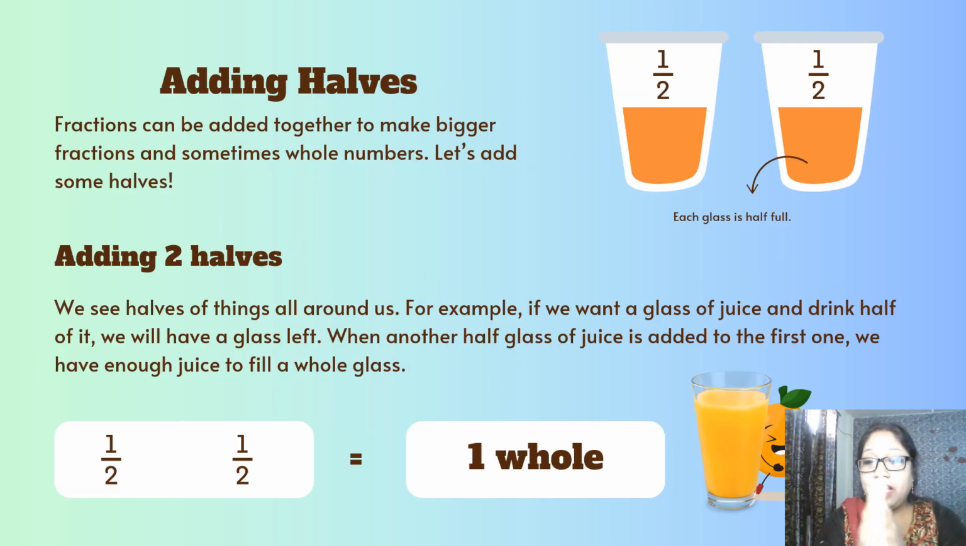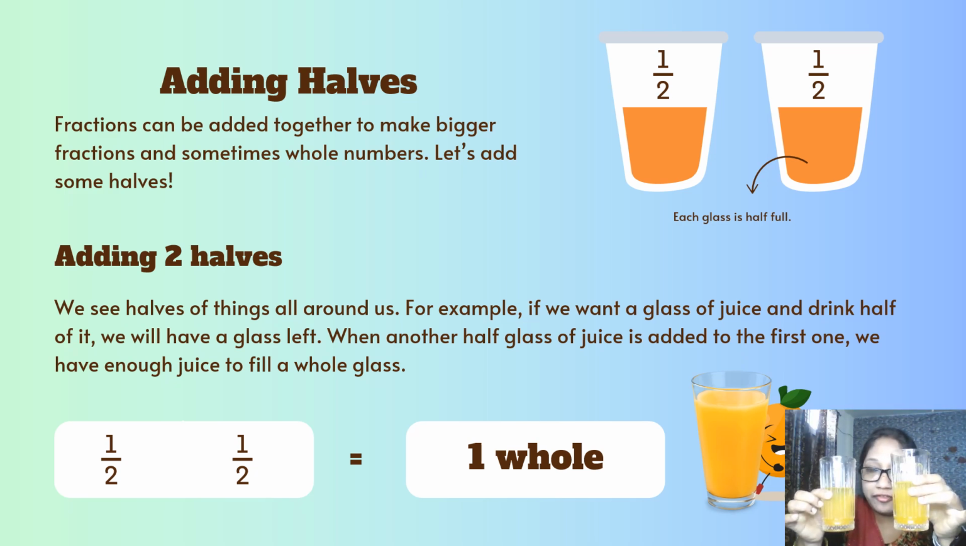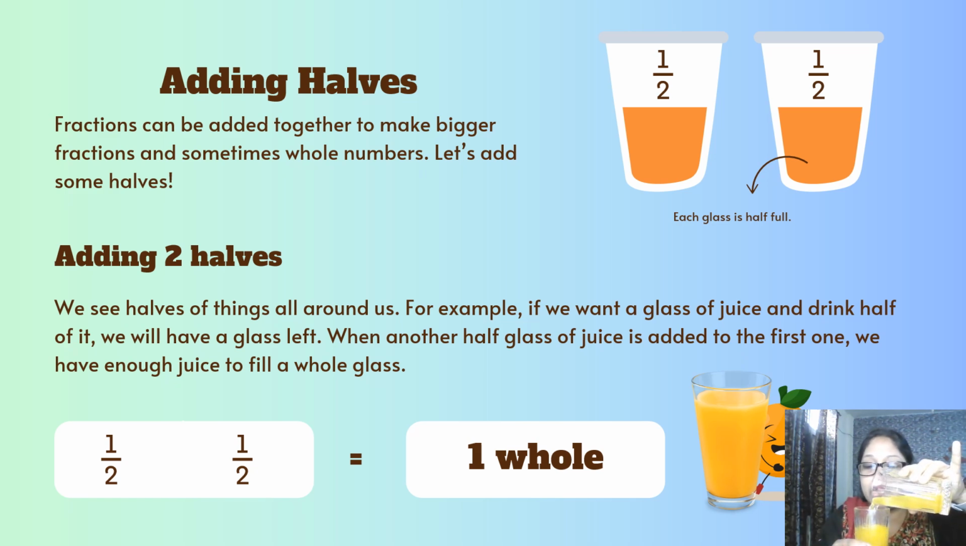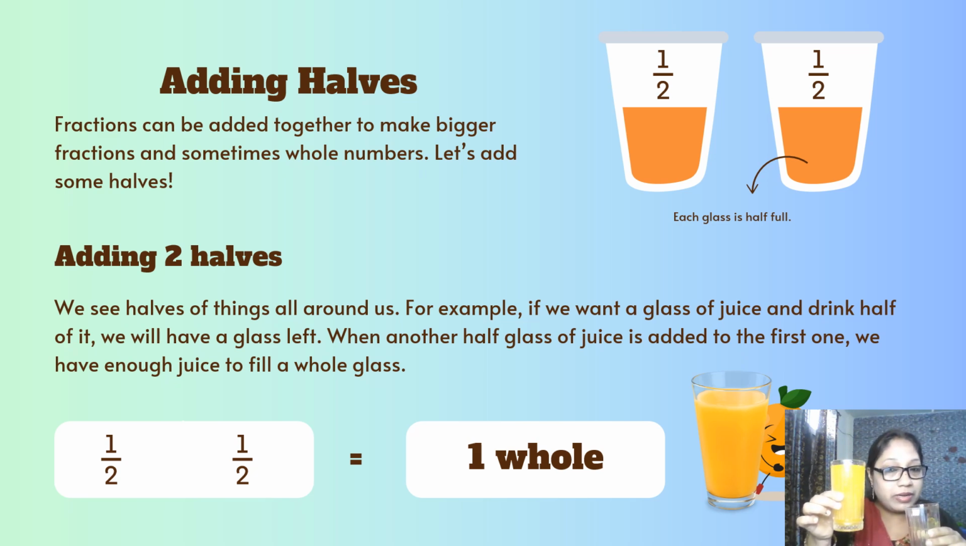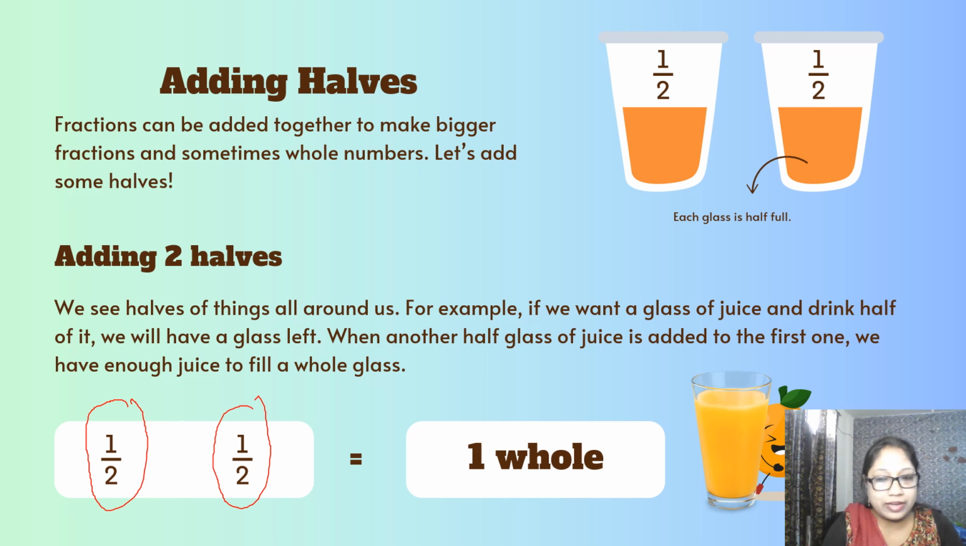Now we will learn how to add halves of the fraction. For this we will take the example of juices. For example, we have 2 glasses of juice. Both the glasses are half filled. If I pour this half glass into the other one, the second one becomes completely full, a whole. That means we have added 2 halves to make one whole. So 2 halves will make one whole. As we did in the example, I have taken 2 half glasses of juice and poured 1 half glass into the other one and it will make 1 full glass of juice. So when 2 halves come together, we add them, it will make one whole.